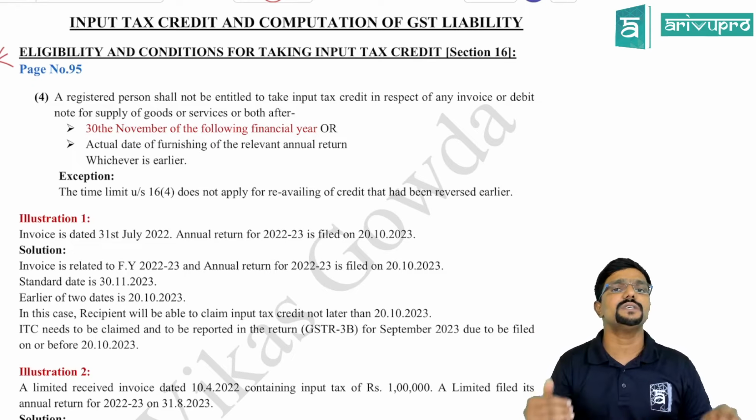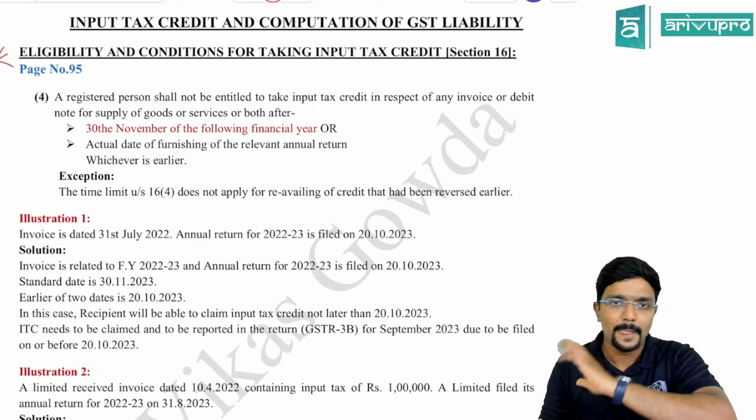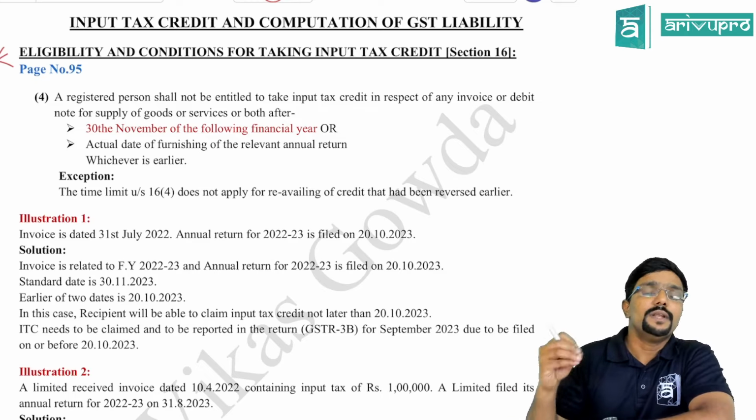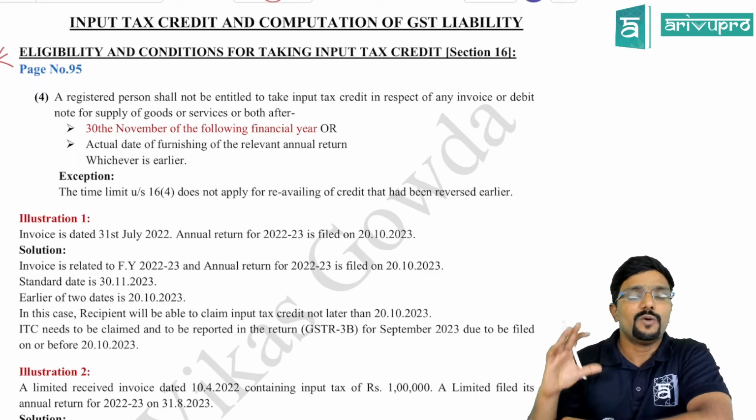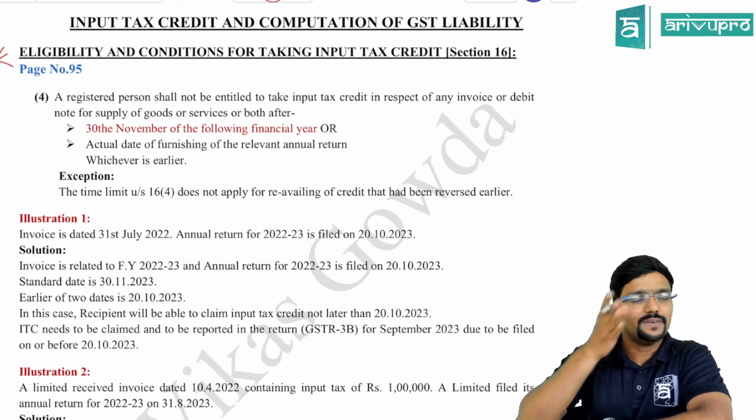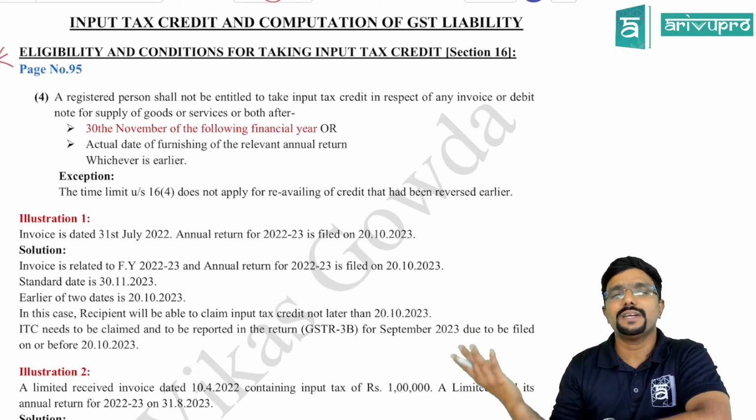And in addition to this GSTR 1 and 3B, you will also file GSTR 9, which is the annual return. Okay, sir. Now, coming to this, within what time does he have to claim it? What is the deadline? Normally, as I told you, whatever is your inward supply in the current month, you will claim it in the next month.